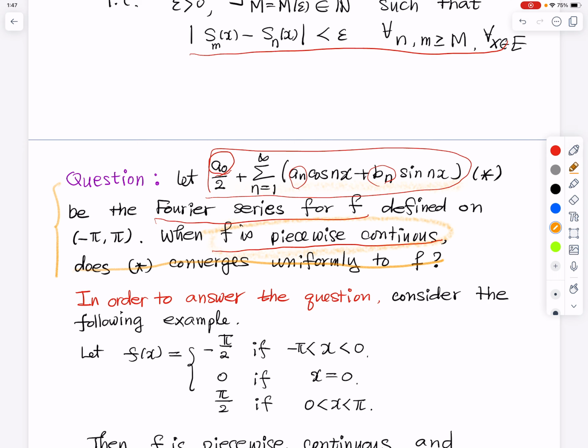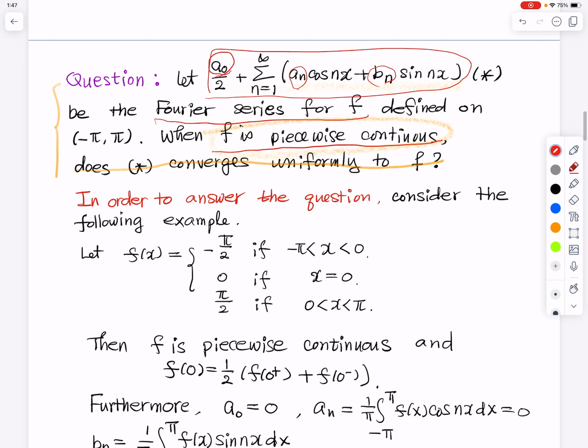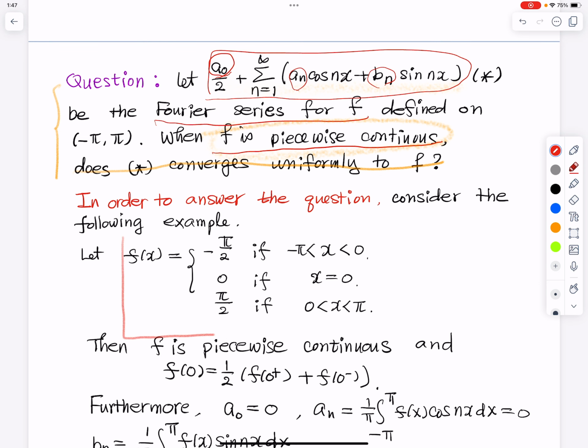In order to answer this, we just look at very simple examples described here. So let me draw a picture. When x is from minus pi to 0, the graph is this one.